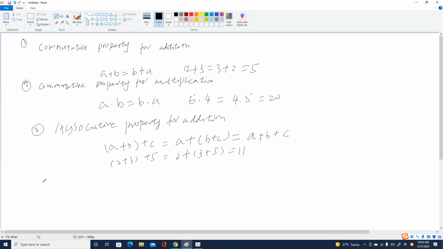The fourth one is called the identity for addition. For example, look like this way: a plus 0 equals a. This is so obvious. For example, you see 2 plus 0 still equals 2. Okay.